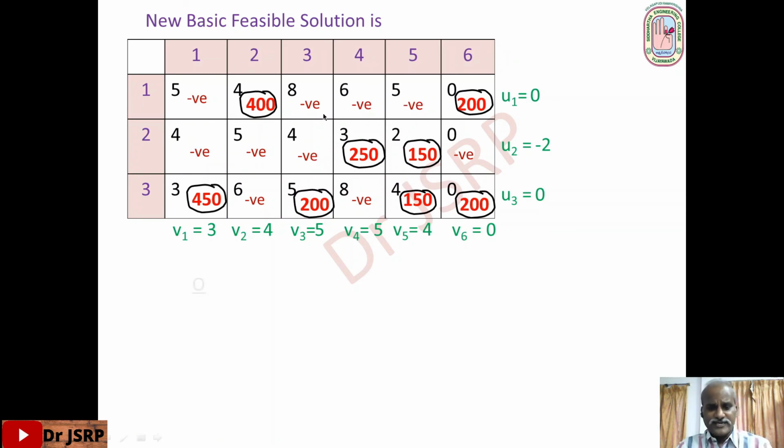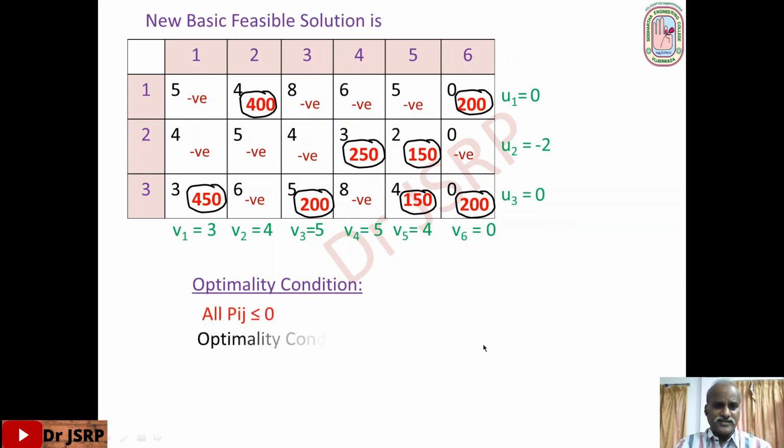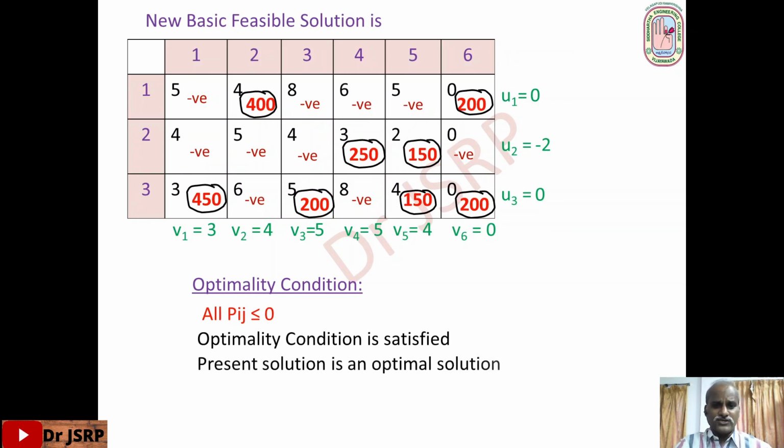Now verify the optimality condition. Here observe all the penalties. So for all non-basic cells, the penalties are negative. So all Pij are less than or equal to 0. So the optimal condition is satisfied. So the present solution is an optimal solution.